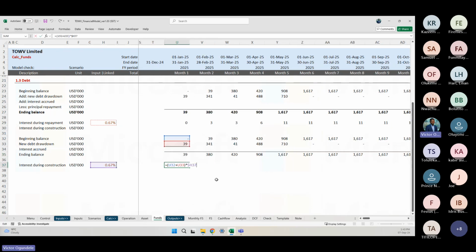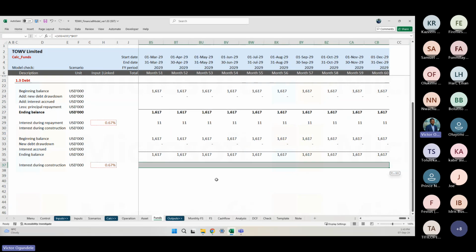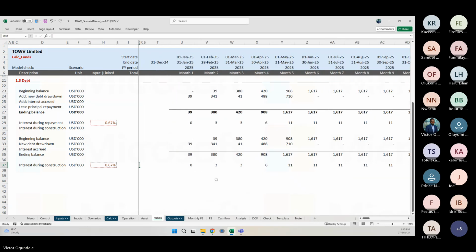Then go ahead and do your interest calculation, which will be the beginning balance plus the new debt drawdown multiplied by the interest during construction. Enter, and also drag that across. Okay, drag that across.